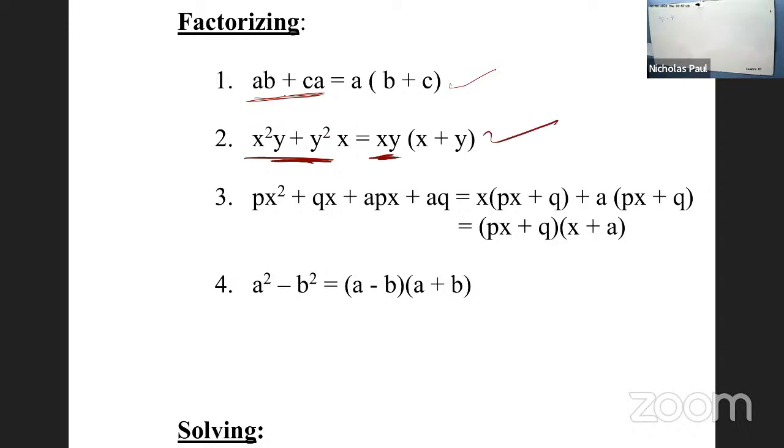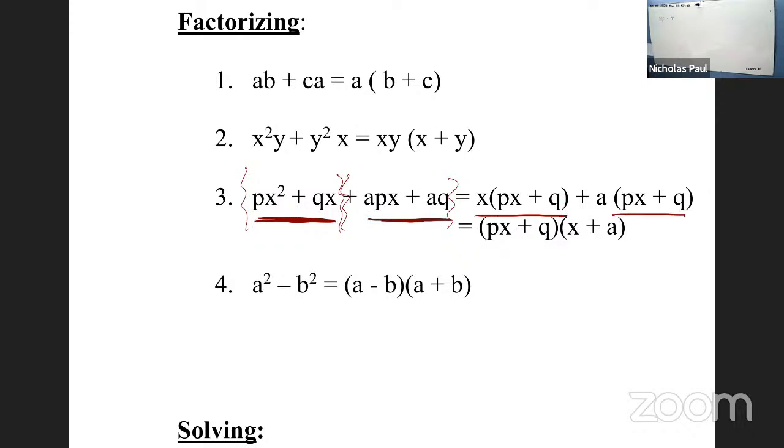What do you do with questions like this for the four terms? Remember what to do? Right, very good. Pair them up. Factorize here and then factorize here. So you notice they both have X in common here, and they both have A in common here. If you do it properly, you'll recognize the part in the bracket is always the same. Once the part in the bracket is the same, factor it out and you're done.